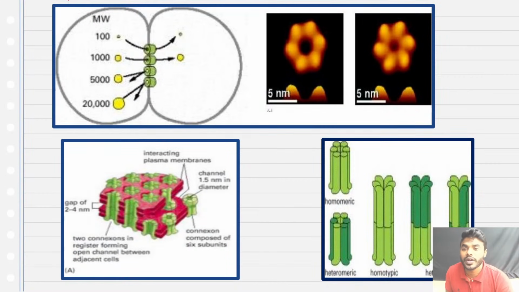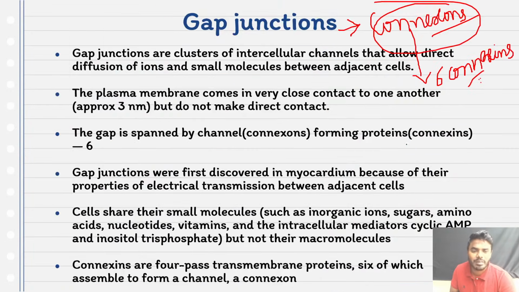All the students look into the diagram very carefully. This is one cell. This is the second cell. Correct? Now the two cells are associated with the gap junction. What is that called? Connexon. You can look into the diagram. This is the connexon. What is this connexon made up of? This connexon is made up of six connexin molecules. Do not get confused with this.